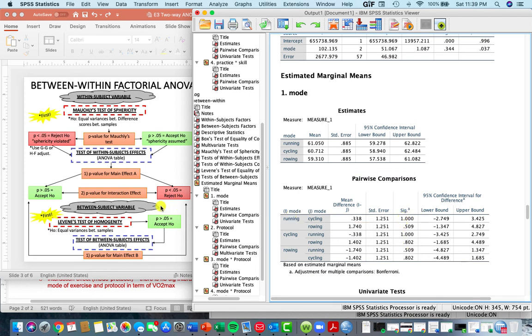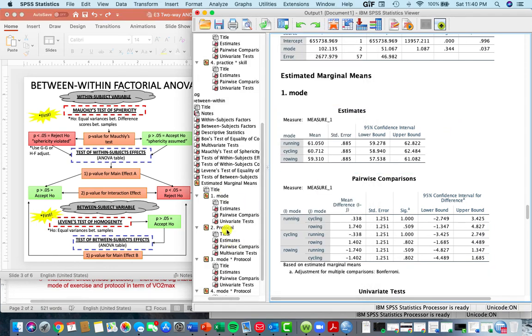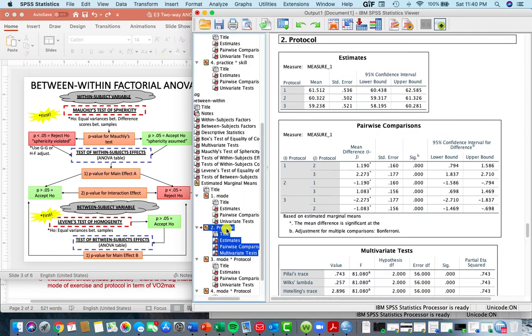So it's not necessary to look at post hocs for our main effect of B, since we accepted the null hypothesis for the main effect of B, or mode. So really all we're concerned with is our main effect post hocs, or pairwise comparisons, for protocol and for our interaction effect. So that's where toggling through this part kind of helps.